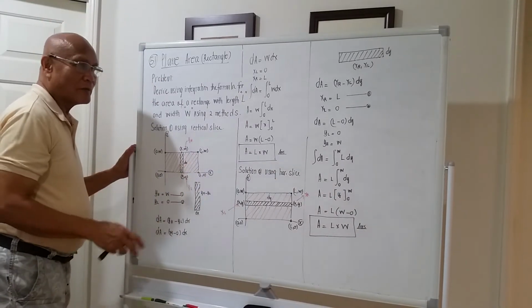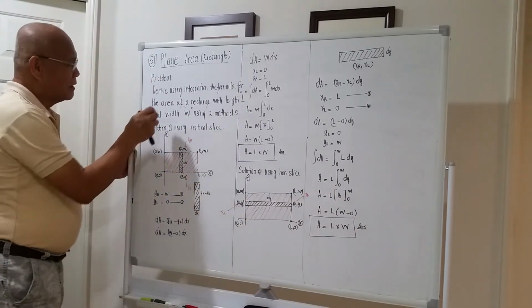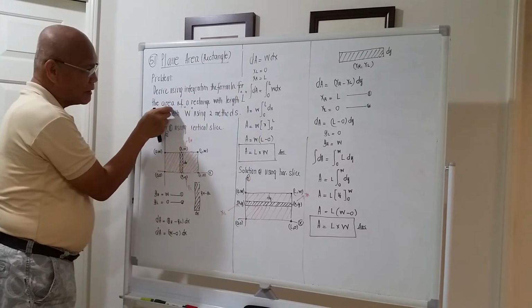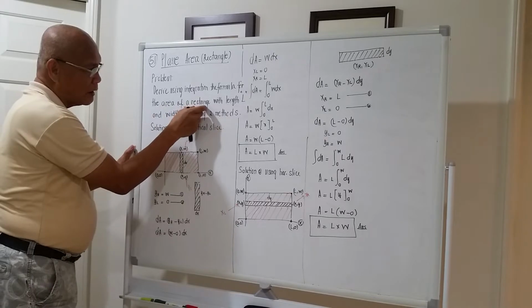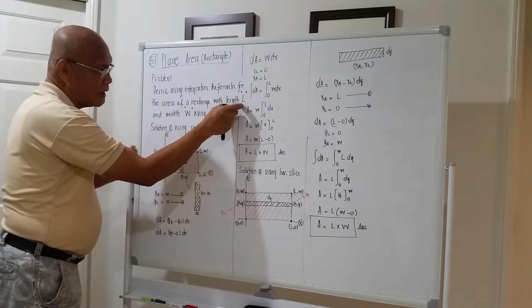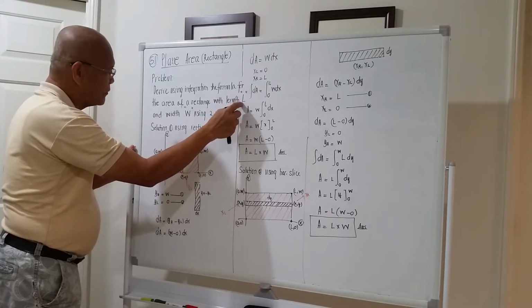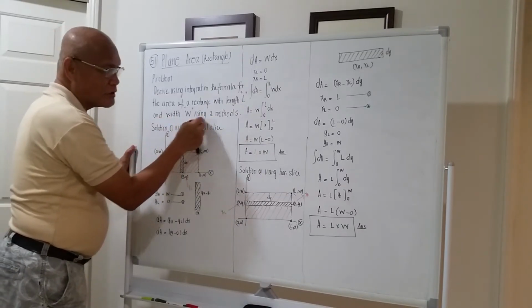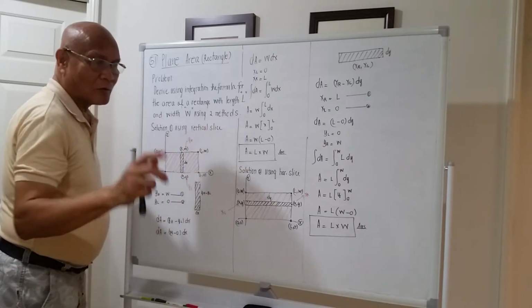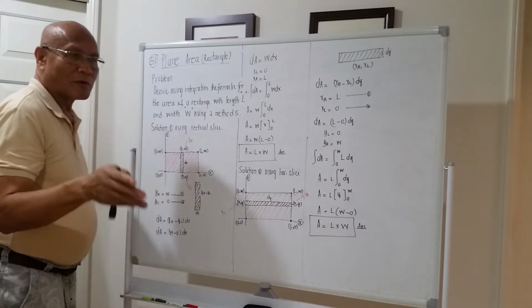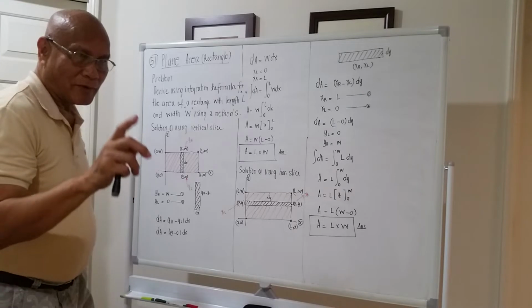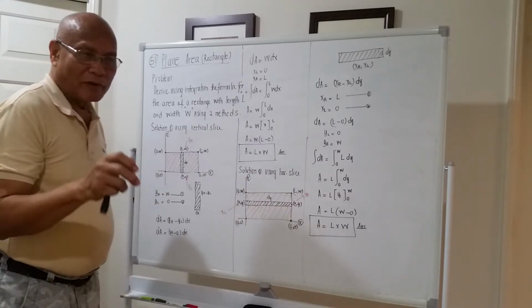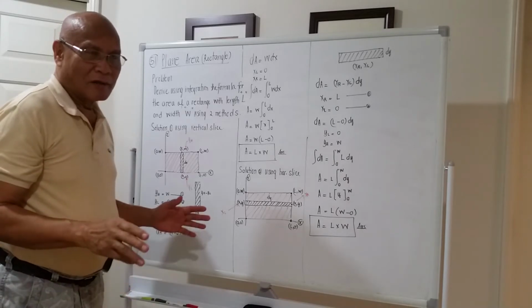Okay, I will read the problem. It's just a formality. Derive by using integration the formula for taking the area of a rectangle with length L and width W, using two methods. Method number one will be by using a vertical slice, and method number two will be using a horizontal slice.